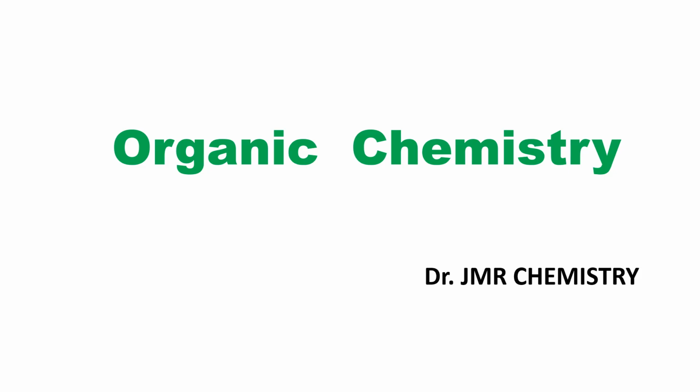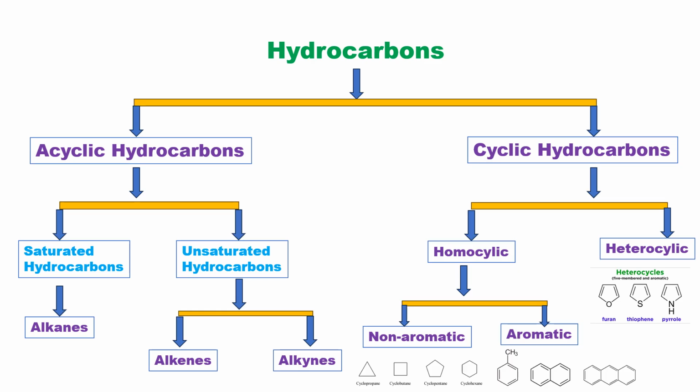Today I would like to explain about classification of organic chemistry. Hydrocarbon compounds. What do you mean by hydrocarbon compounds? It means a compound made up of at least one carbon and hydrogen. We can call it a hydrocarbon compound.